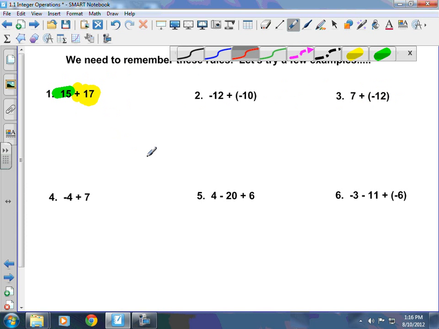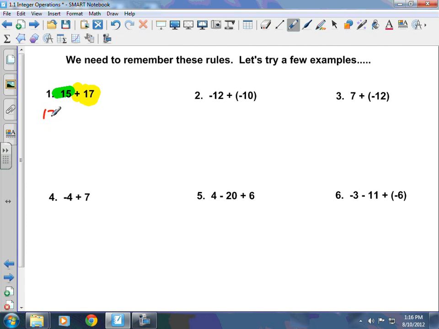A very common question I get is, how do I show my work when I add numbers? This is how you do it. You're going to write these numbers down just like you normally would, and then we're going to add them together. 7 plus 5 is 12. 1, 2, 3. So my answer is 32. So then I put equals 32, and I circle the 32. Now, the last part of the process is always keep the sign of the larger number. 17 is larger. 17 is positive, so my answer is positive. If your answer is positive, you do not need to put a plus sign in front of it.